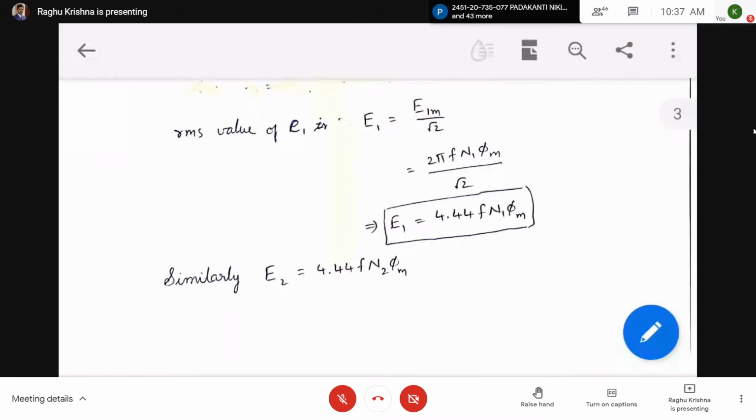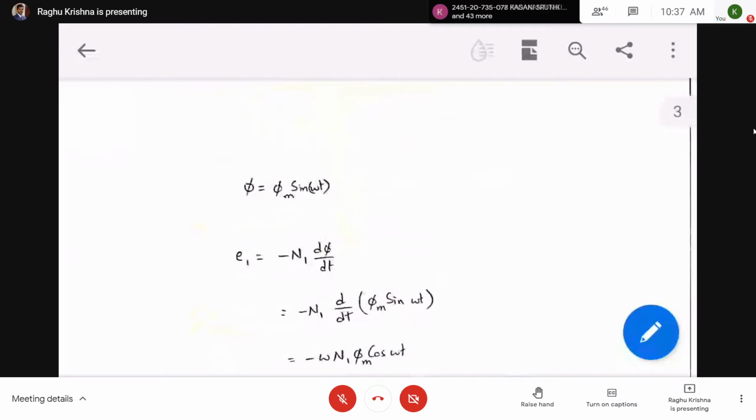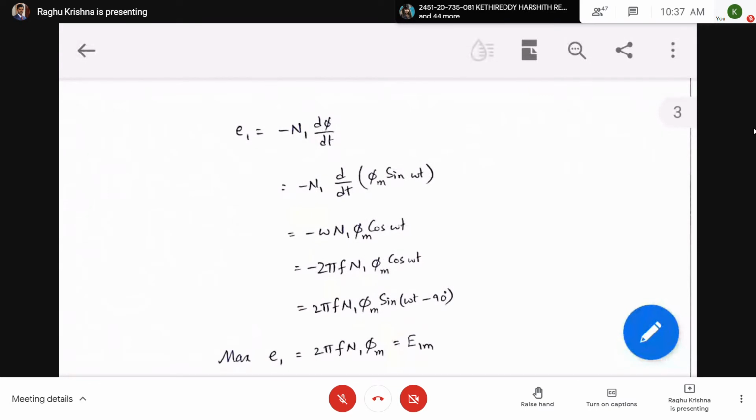You have to start from phi equal to phi m sin omega t. E1 is equal to minus N1 d phi by dt. Very simple derivation.